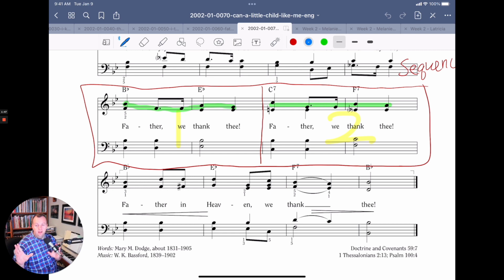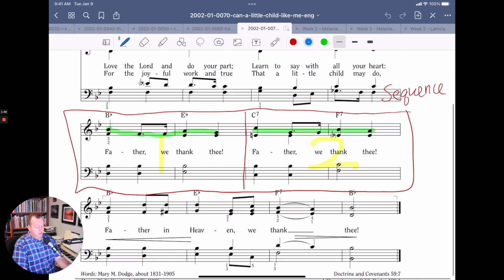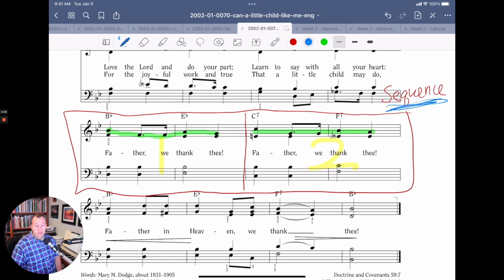When you take one melodic kernel and you repeat it a step higher or a step lower, or sometimes it's a third higher or a third lower, this is what we call a sequence. It's a melodic sequence.